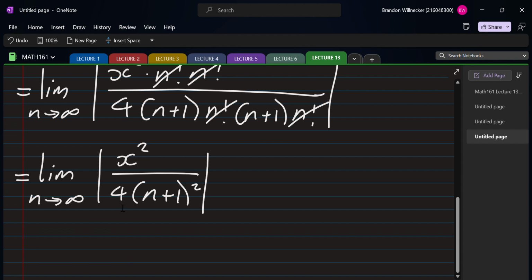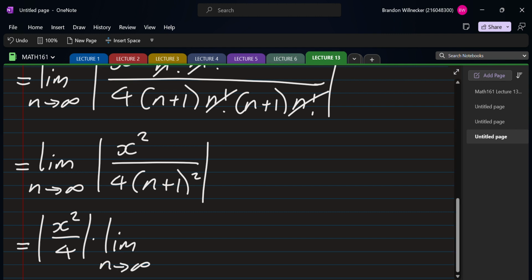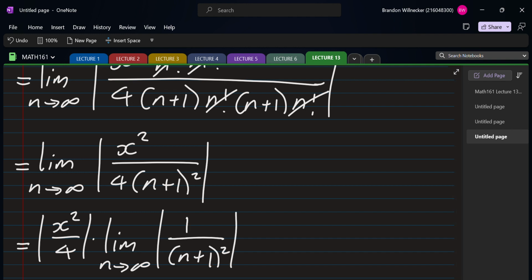Now this x squared and the 4, that has nothing to do with n. We can take that out of the limit. So we have absolute value x squared over 4. We don't need the absolute value, but it's just good habit to keep it on. Limit n goes to infinity. Again, we don't need the absolute value here, but it's good habit. 1 over n plus 1 squared.